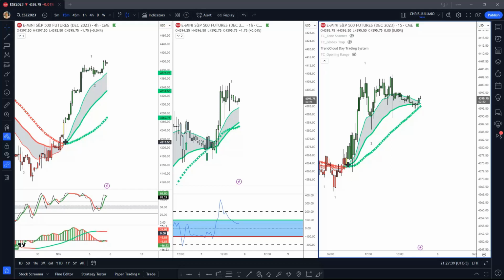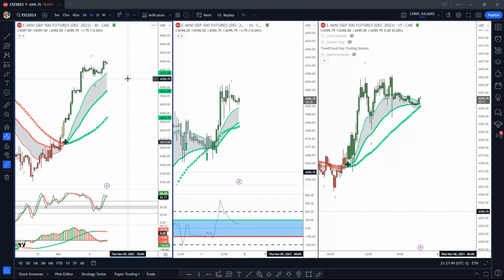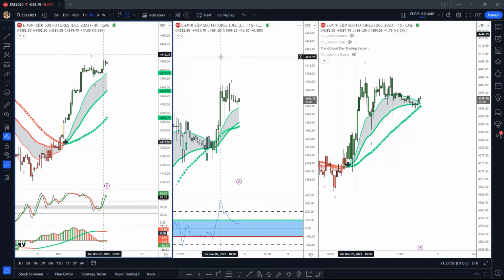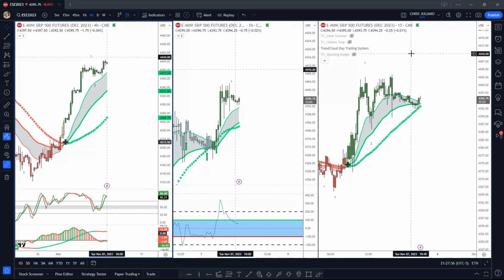Okay, guys, I'm going to show you how to use the TrendCloud day trading system. We've got the S&P mini up here, and what you're going to do is have three charts. The first chart, high time frame, 4-hour chart. The middle time frame, 1-hour chart. And then the low time frame, 15-minute chart.